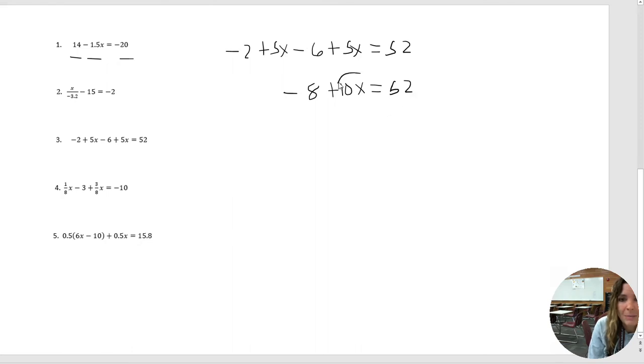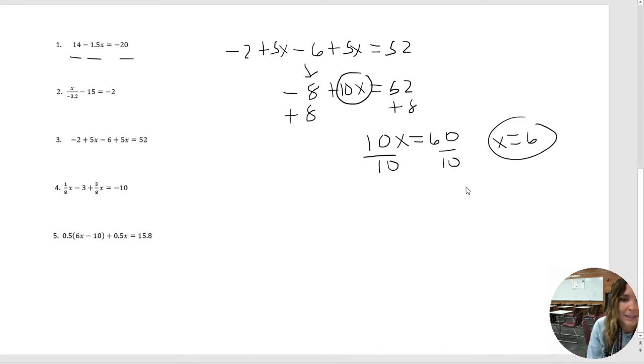And then from there, because this is our variable term being multiplied by 10, our next step is to get rid of this negative 8 by doing a positive 8. We're going to do a positive 8 on both sides. So 10 times x equals 60. And then we would divide by 10 on both sides. So x equals 6.